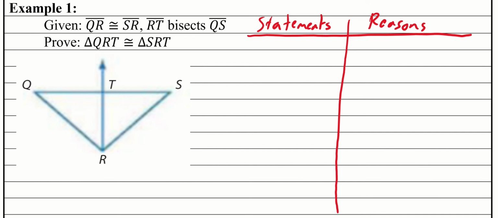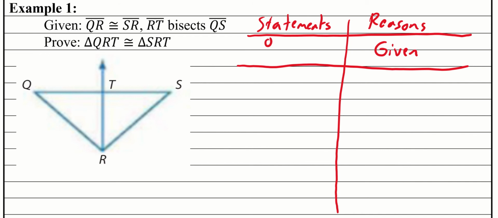And remember, no matter what proof we do in this class, no matter what we're talking about, the first reason is always going to be the same. The first reason is always going to be given. So I know I can have that one automatically. And then for the first statement, remember, all we need to do is copy down our given information.